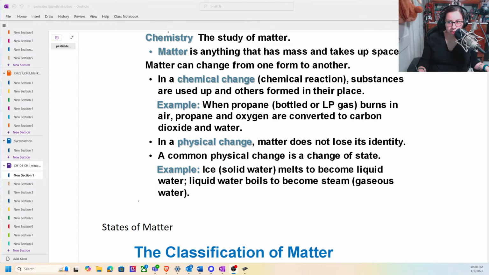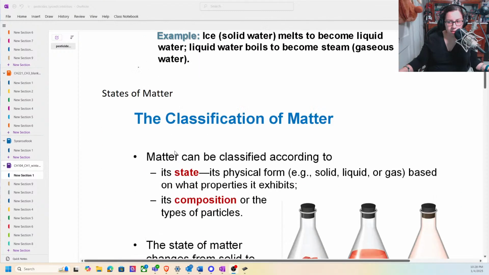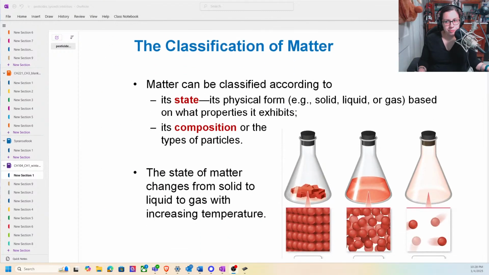As we left off, chemistry is formally the study of matter. But before we get into what matter is exactly, we should at least discuss these three states of matter. In addition to identifying what this matter is, which we'll get into as well, we want to classify it by its state. Its state refers to its physical form. So that's going to be solid, liquid, or gas, based off of those properties. And then, of course, we'll get into composition. So let's start with state.